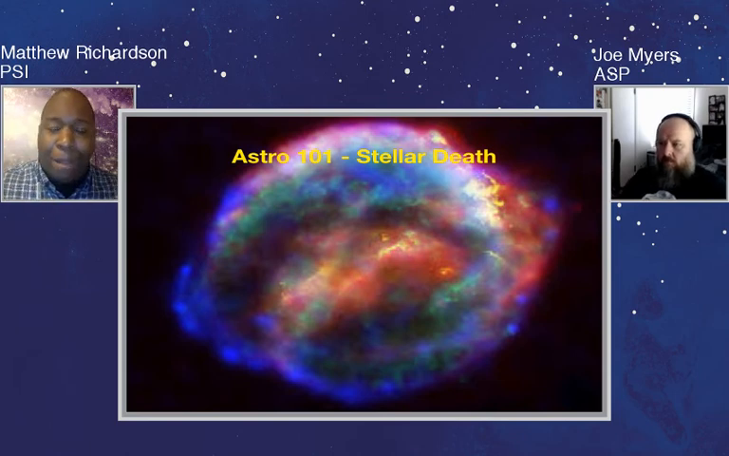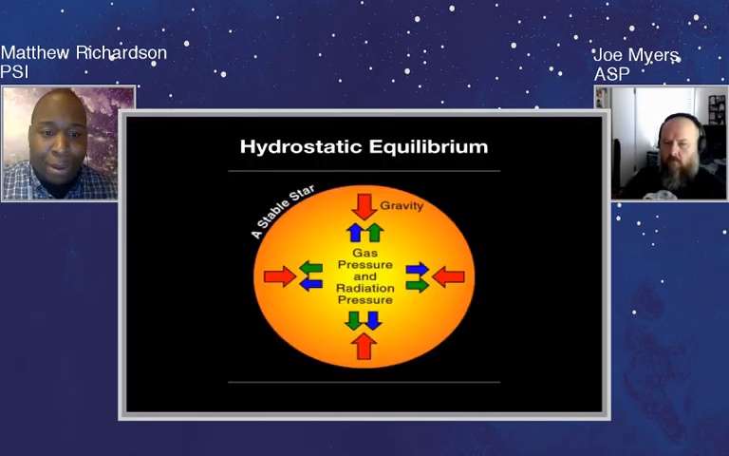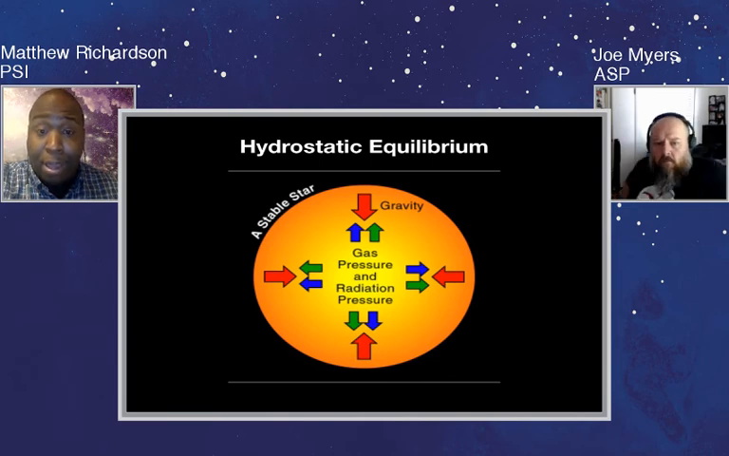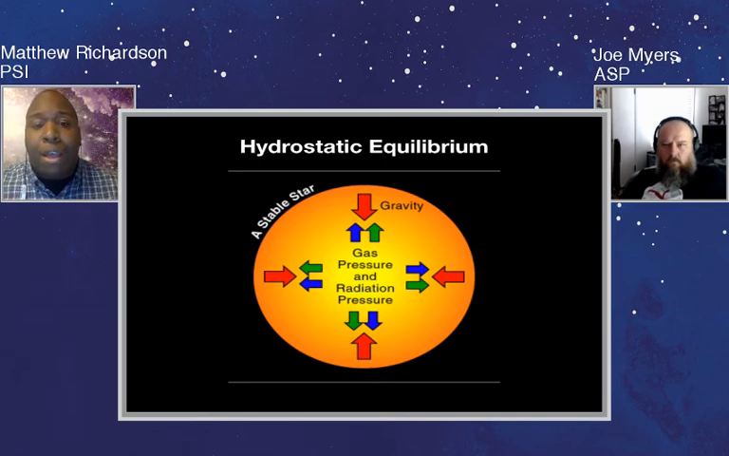But before actually talking about their death, let's talk about what life is like for a star, especially a main sequence star, while it's still on the main sequence. Within main sequence stars, within their cores specifically, we have hydrogen fusion occurring. This hydrogen fusion is what helps the star maintain its physical size and power output while it's on the main sequence.